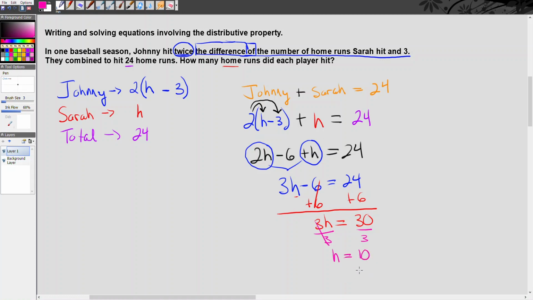So now, who is h? What does h tell me? Well, Sarah hit 10 home runs, okay? And so then what does that tell me about Johnny? Well, let's think. What's 10 minus 3? 7 times 2, 14. So then Johnny hit 14 home runs. And we could check these two. What's 14 plus 10? It is 24. So that's one example of an equation that you can write with distributive property.